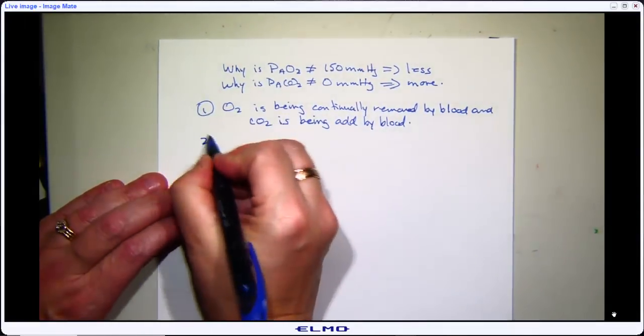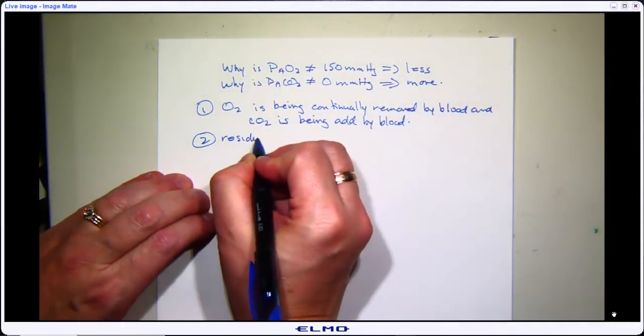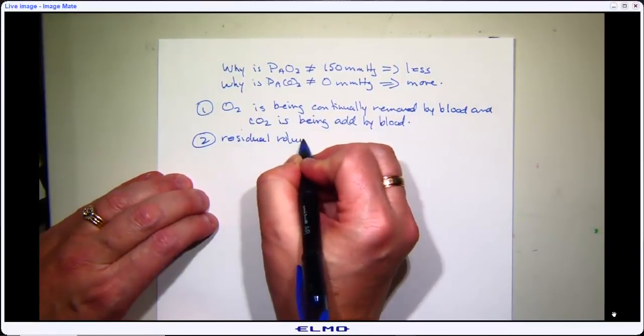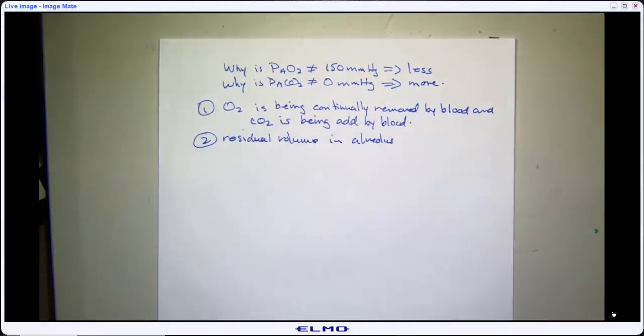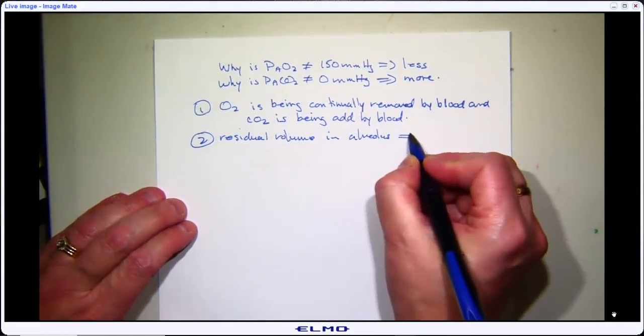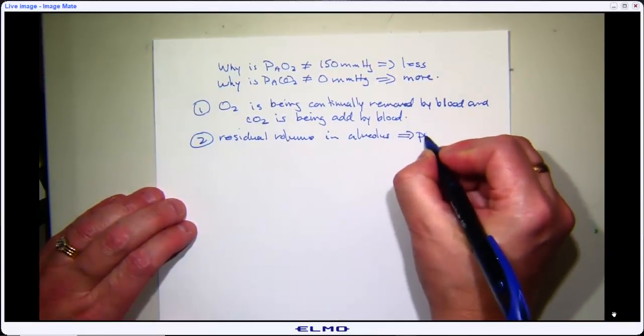The second is residual volume. There was always a residual volume in the alveolus. We didn't bring in 100% new fresh air, did we? We didn't bring in a whole volume of new fresh air. There was always that residual volume sitting there. And that residual volume has been sitting there equilibrating with blood the whole time. So we're mixing this new air we're bringing in with previously equilibrated air.